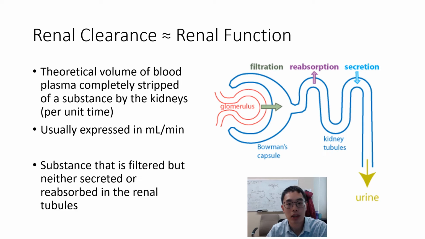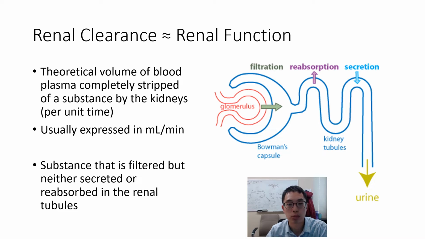The concept of clearance is relatively abstract, but really underlies how the kidneys are able to get rid of toxins and unwanted substances from the body. The definition of clearance is a theoretical volume of blood plasma that is completely stripped of a substance by the kidneys per unit time. These substances are usually thought of as toxins in our body, but also refers to endogenous substances that are produced as metabolic byproducts.